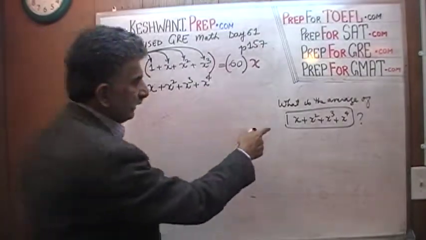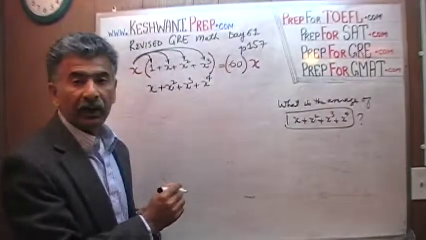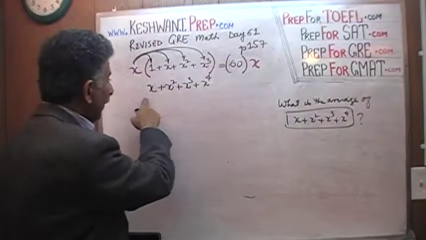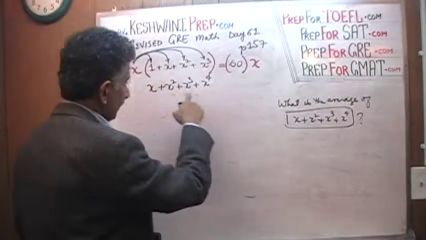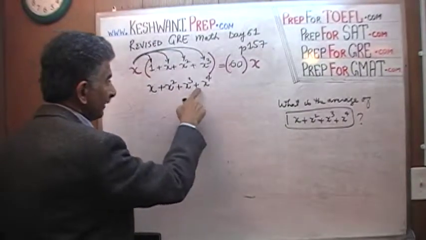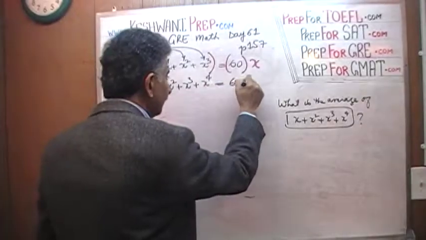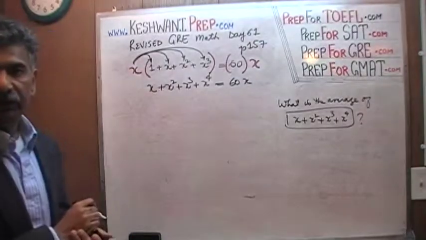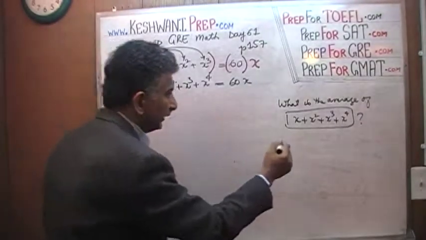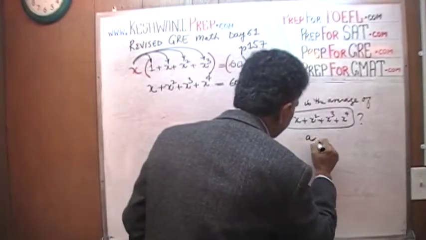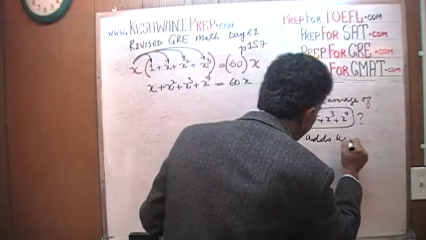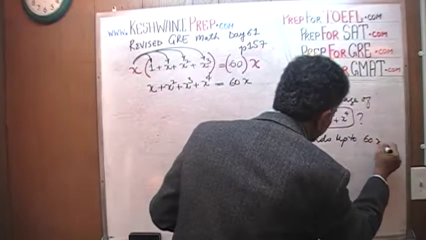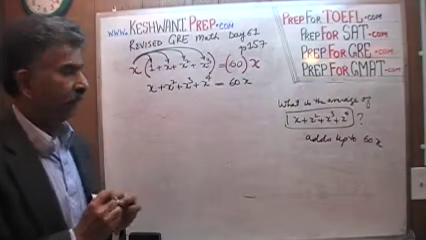So this quantity here, we are asked to find the average of it. Now we know that this quantity, which is the same as this one, adds up to 60 times x. 60 times x is the sum of this quantity right here, whatever x happens to be. We don't care about that.